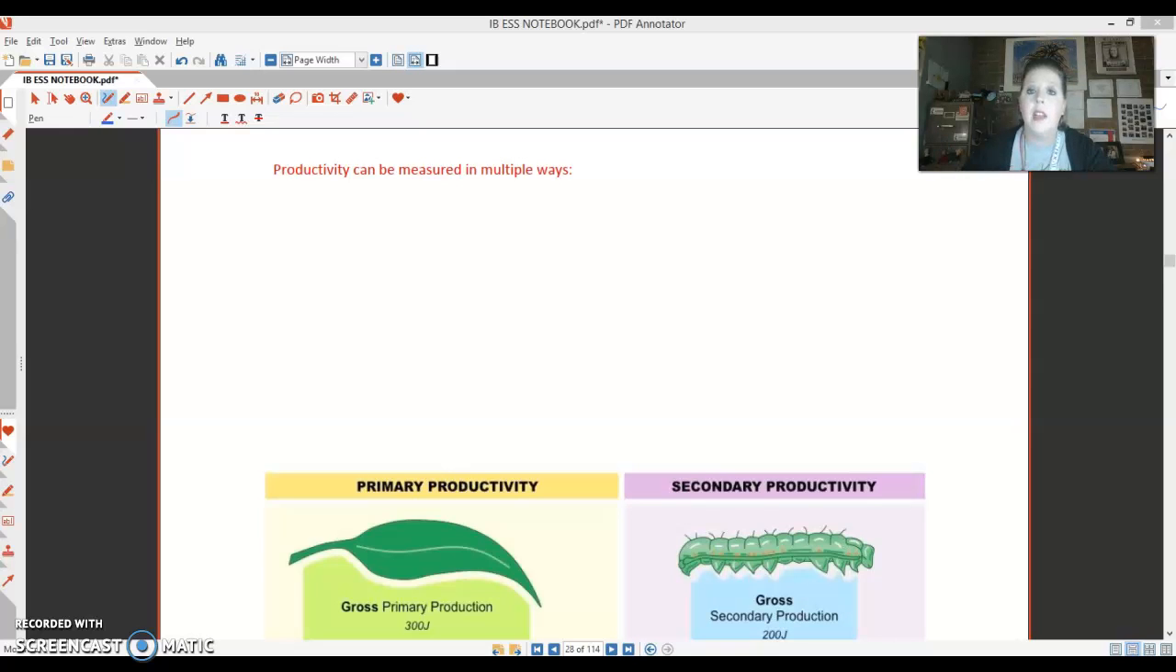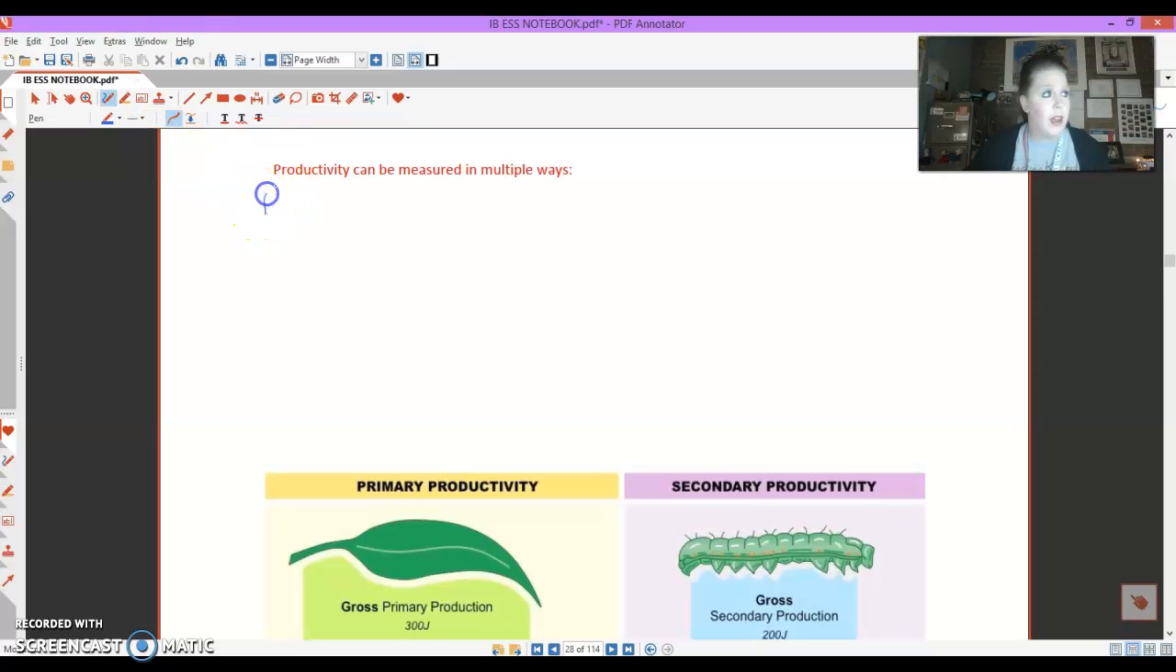Okay, so now let's take a much closer look at productivity. We just talked about the difference between GPP and NPP. So let's look at how this actually happens within an ecosystem. What's important to understand is that we can measure productivity in multiple ways. Remember, productivity means photosynthesis, okay? So how can we measure how photosynthesis is actually happening, or how well is it happening? Well, we can look at the inputs and the outputs of the process itself.